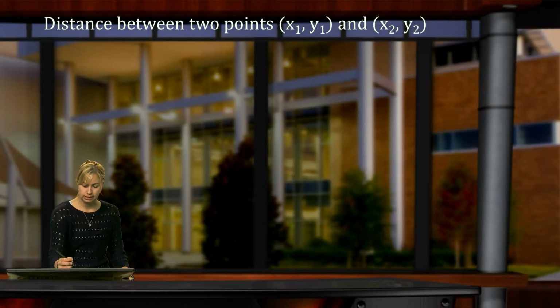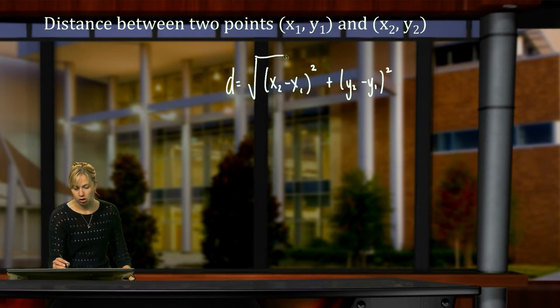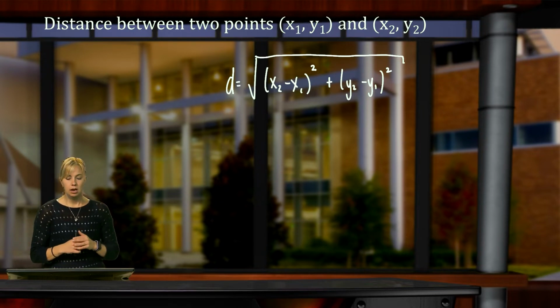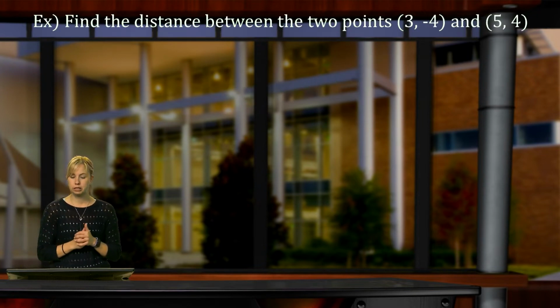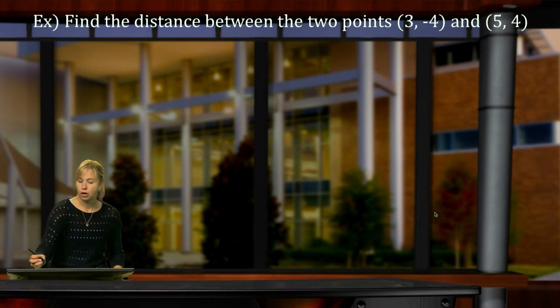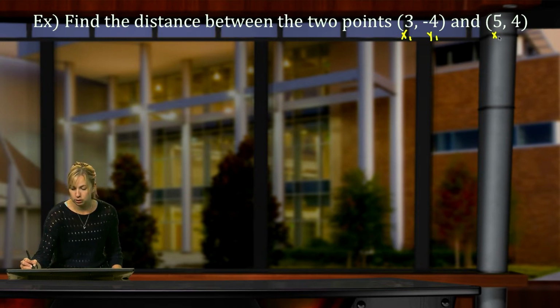So the formula for distance is d equals the square root of x2 minus x1 squared plus y2 minus y1 squared, and all of that is underneath the square root bar. Now, this is a pretty beefy formula. We're going to learn another technique for finding distance in a minute, but first let's just practice using this. Find the distance between the 2 points, 3, -4, and 5, 4. We're going to call 3, -4 x1, y1, and 5, 4 x2, y2.